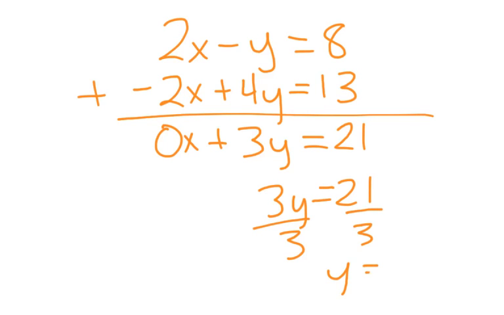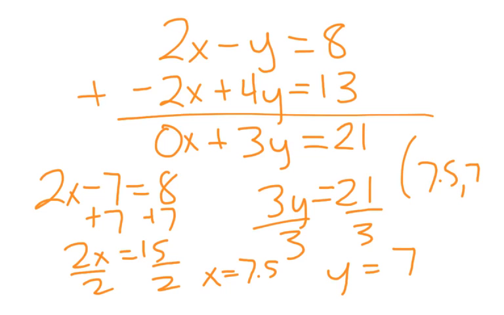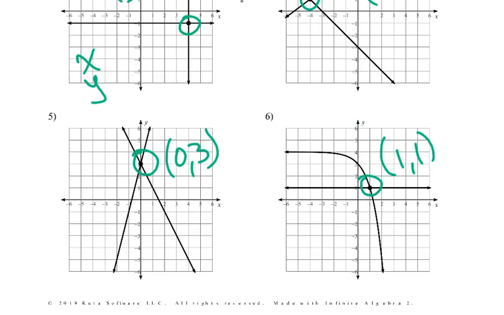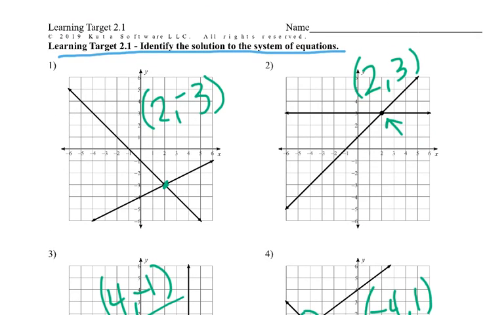So we get y equals 7. Once we know that y equals 7, we'd have 2x minus 7 equals 8. Add 7. 2x equals 15. Divide by 2. And x would equal 7.5. So the point would be (7.5, 7). Again, you can graph these as well and find their solutions. And that's what we're concerned about, the fact that the solution is the point where they intersect.